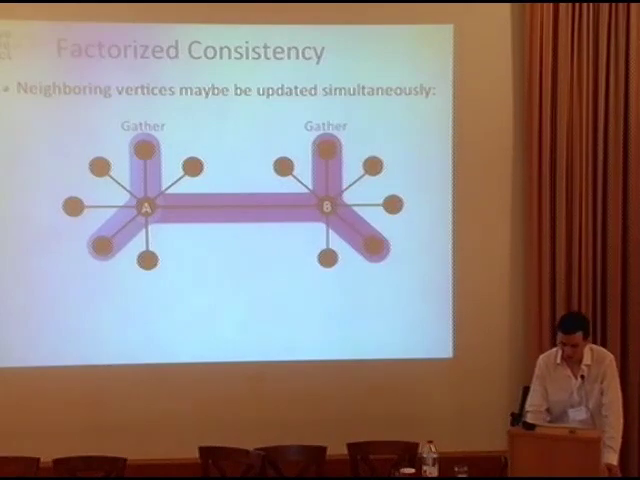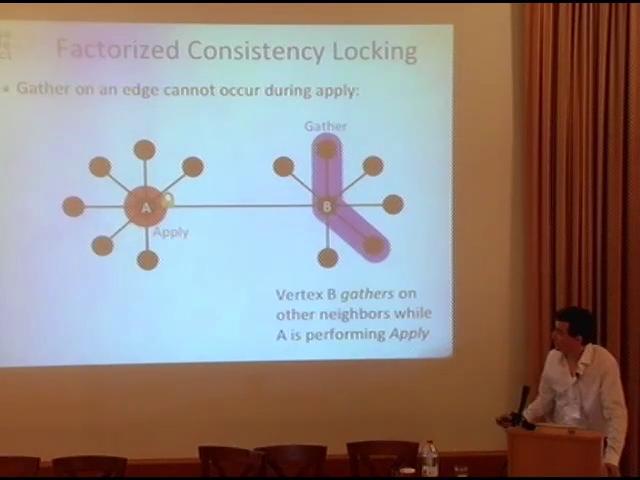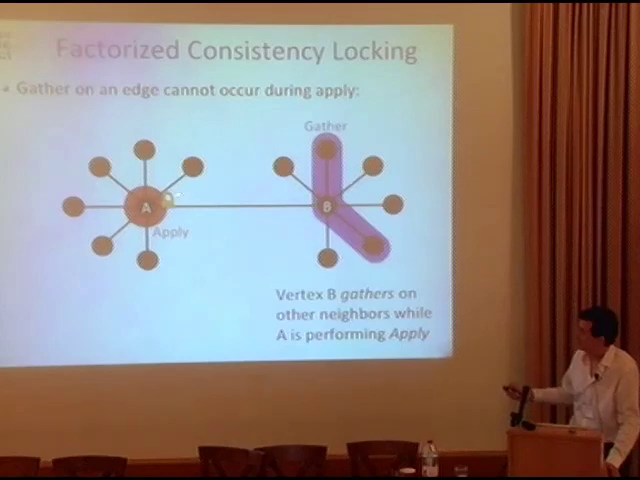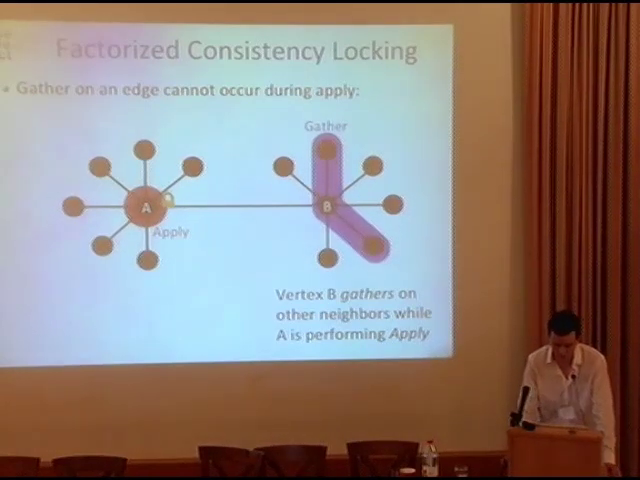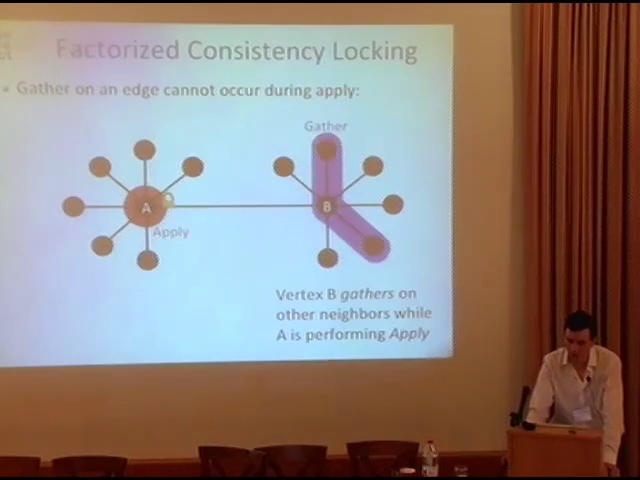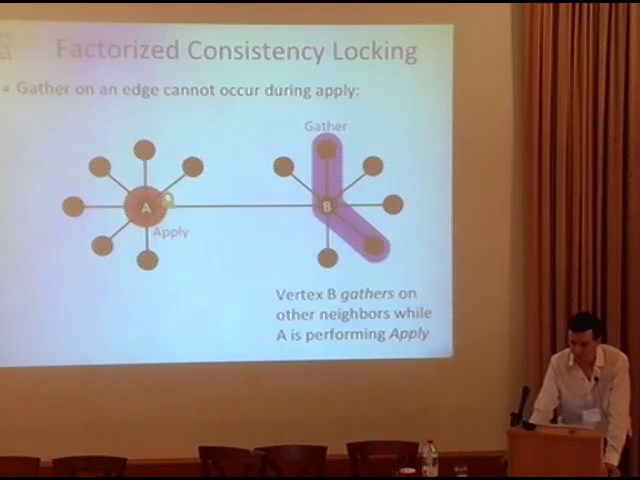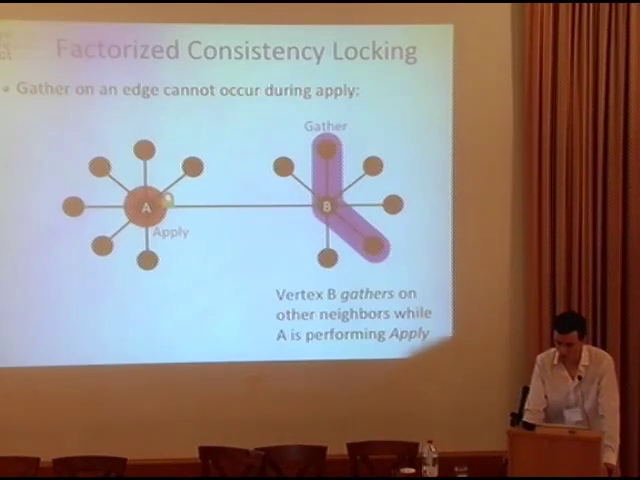When we use the apply, it's a little bit more complicated, because if I'm operating apply, if I'm changing the data on A, B can gather on all of its neighbors. It doesn't have to wait on A. It just can't touch this edge until A is done. So B can do lots of work and modify A just when it's needed. And so the consistency model is a bit more relaxed than what we talked about before, but it still guarantees some nice consistency properties and seems to work pretty well in practice.